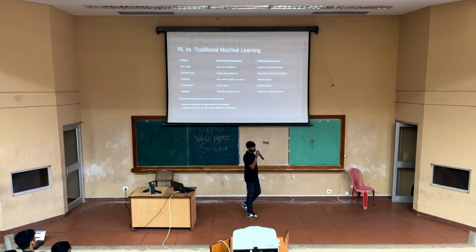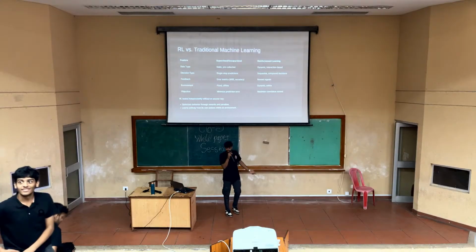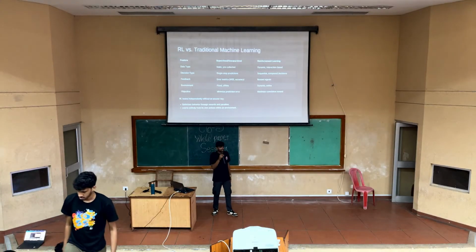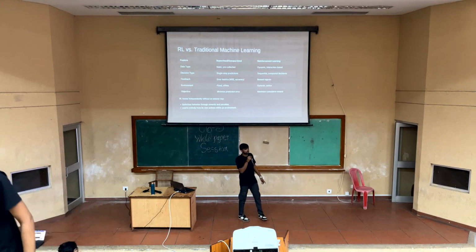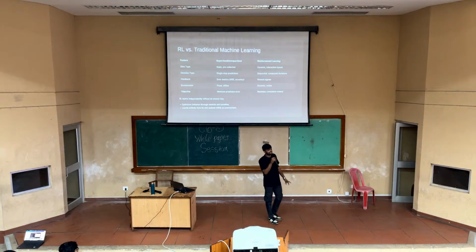So what is the difference between reinforcement learning and traditional machine learning algorithms? The major difference is the data type. In traditional machine learning algorithms, we use static data which is pre-collected, and in the case of reinforcement learning, we use dynamic data which is directly collected from the environment.